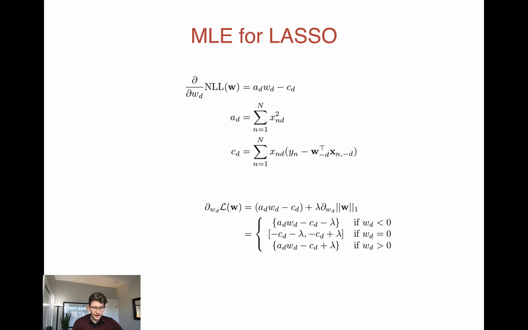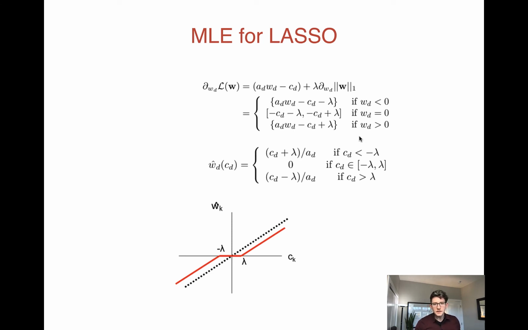Now, the only tricky part is in the case where WD exactly equals 0. We're going to get a subgradient that's an interval, which is the following interval. Note that this term here went away because we're assuming that WD equals 0. So we have minus CD minus lambda to minus CD plus lambda as the range. So that's our subgradient for this function. Now, how do we optimize with respect to this derivative?